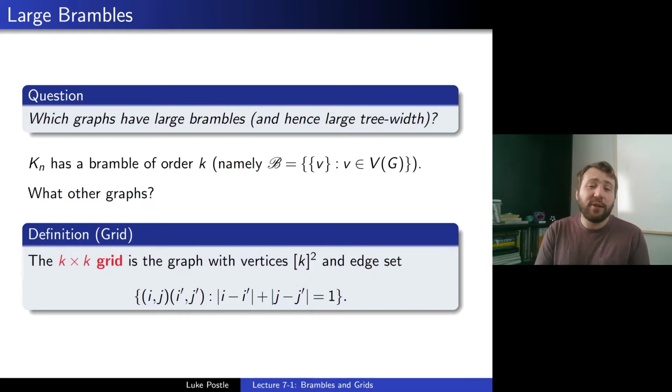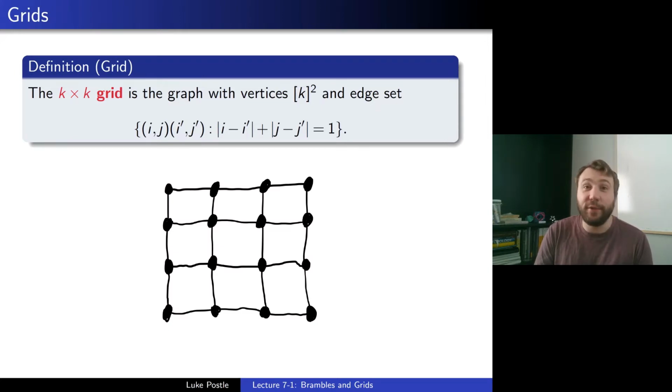The k by k grid is the graph with vertices all the pairs (i, j) from 1 up to k, and edge set between (i, j) and (i', j') where the sum of the absolute differences |i - i'| + |j - j'| is 1. Otherwise, it's the grid as you know it, the box product of two paths. So you have this square grid. This would be the 4x4 grid as drawn. And now the question is, do you see that grids have large brambles?